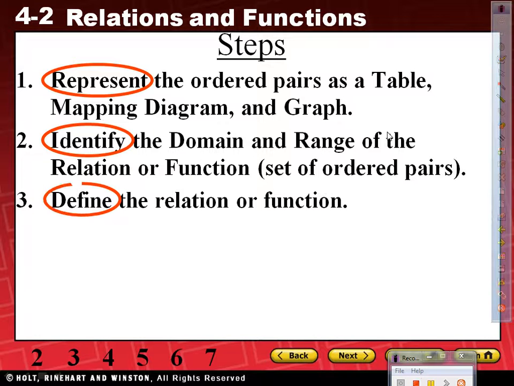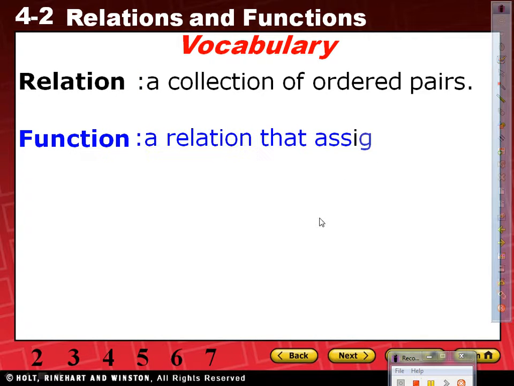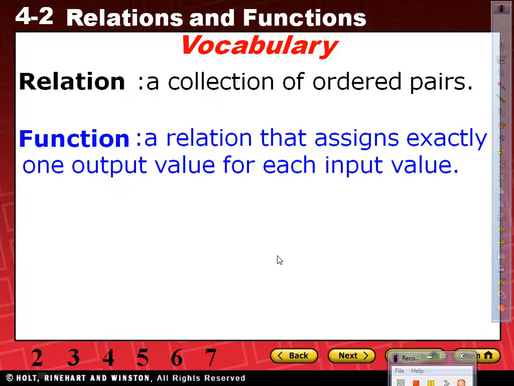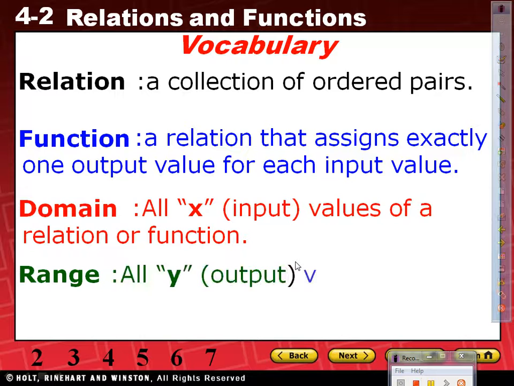Okay? And then yesterday I gave you guys some vocabulary. I said relations are a collection of ordered pairs. I gave you guys the definition for function, and I said it's a relation that assigns exactly one output value for each input value. We're going to cover that today. We know what the domain is. The domain is all x values, and the range is all y values.